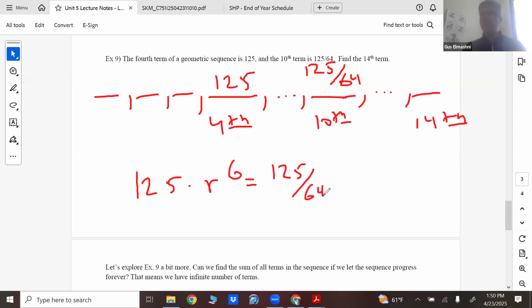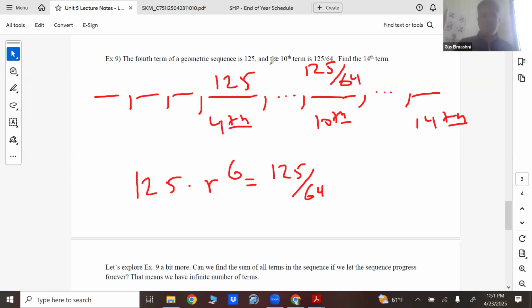Does that make sense? Because you have to apply the common ratio. So I didn't use any fancy formula. Now if you really want it, Rion, you're asking about other ways we can do this, right? You could say A10 equals A1 times R raised to the 9th power. So that'd be 125 over 64. And then you can also say 125 equals A1 times R cubed. Then you can do substitution and compare those. You could do that if you want, but I'd rather use logic.